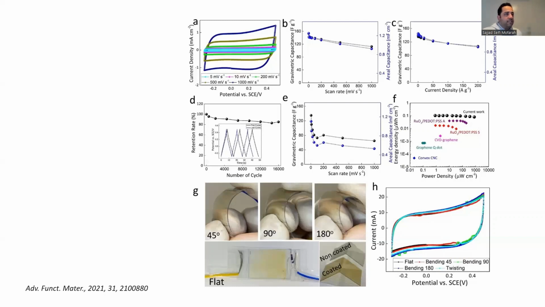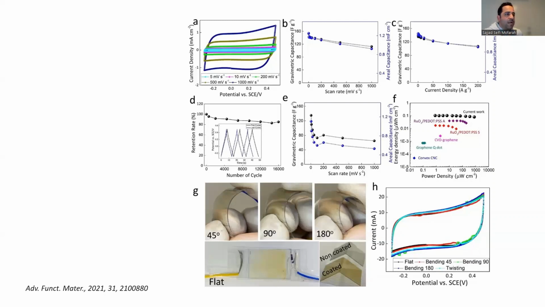And at the end, in figure E, we have the results of the defect-rich manganate ultrathin film in a solid state symmetric device. So we made this solid state symmetric device, and we used ITO-coated flexible PET polymer as a substrate, and we deposited defect-rich manganese oxide on top of this ITO-coated PET.